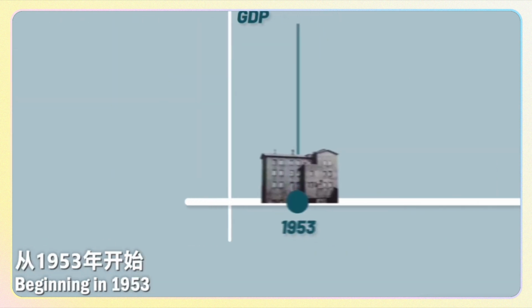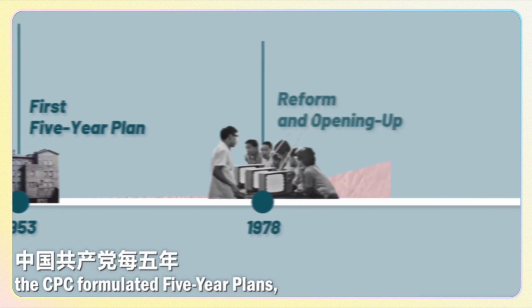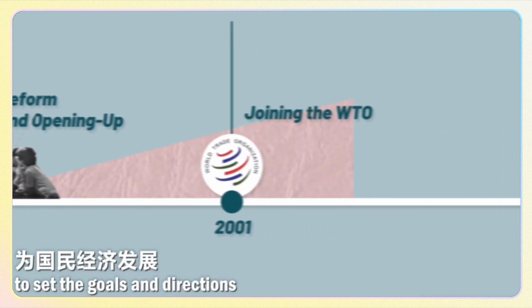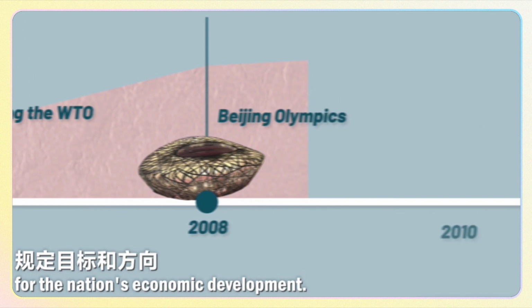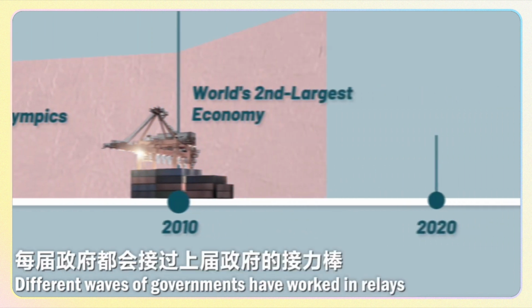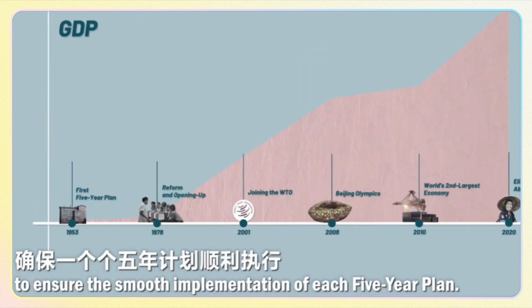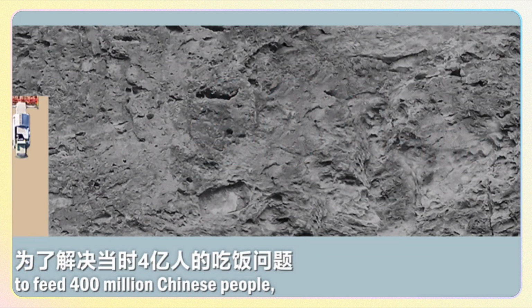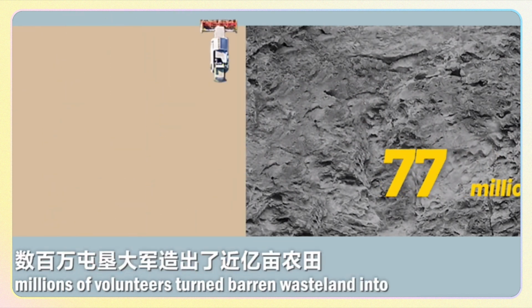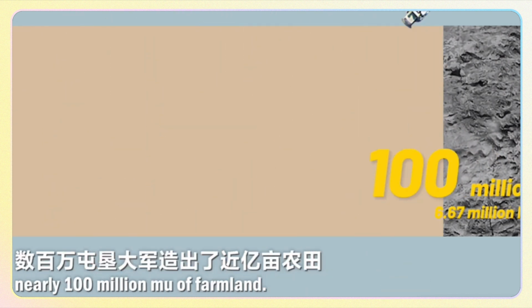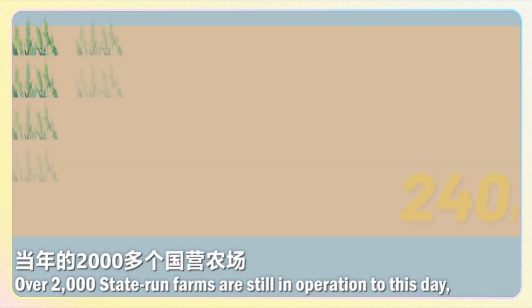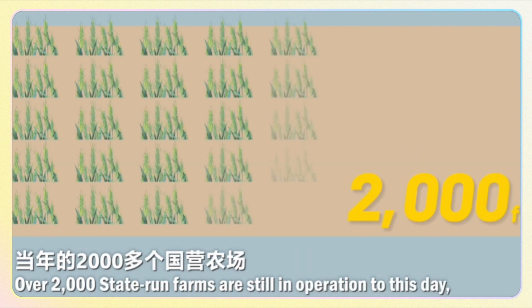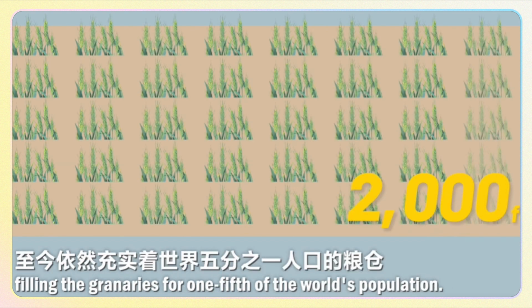4. The CPC set long-term development goals for China. Beginning in 1953, the CPC formulated 5-year plans every 5 years to set the goals and directions for the nation's economic development. Different waves of governments have worked in relays to ensure the smooth implementation of each 5-year plan. Since the first 5-year plan period to feed 400 million Chinese people, millions of volunteers turned barren wasteland into nearly 100 million new mu of farmland. Over 2,000 state-run farms are still in operation to this day, filling the granaries for 1/5 of the world's population.